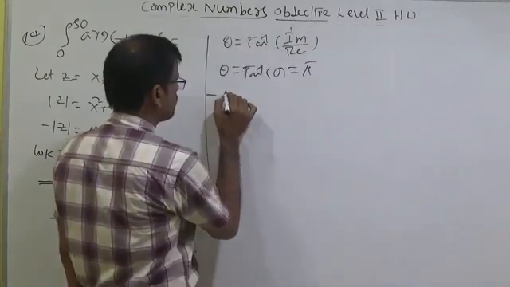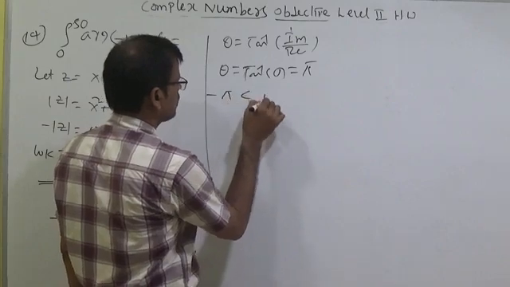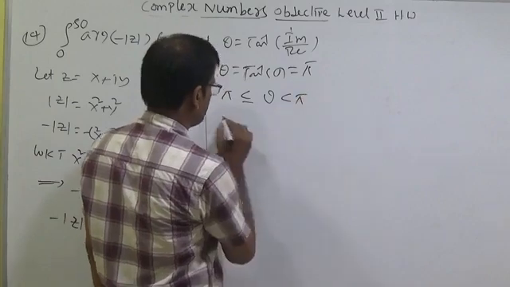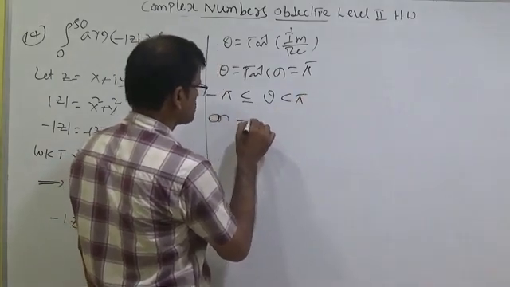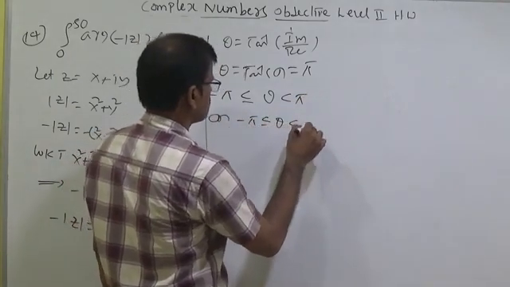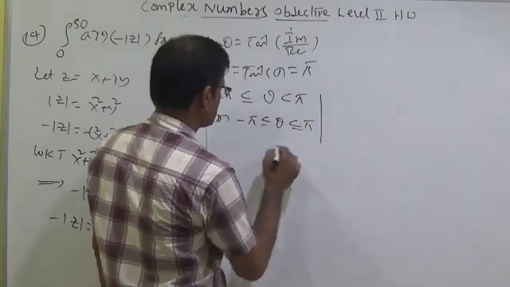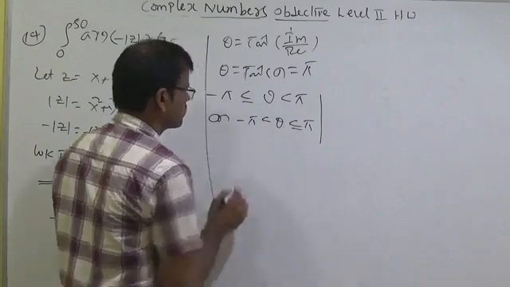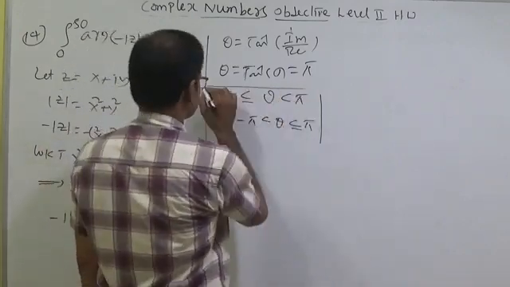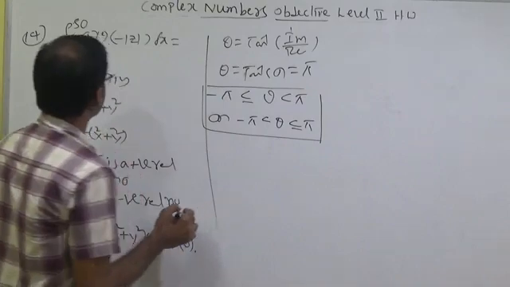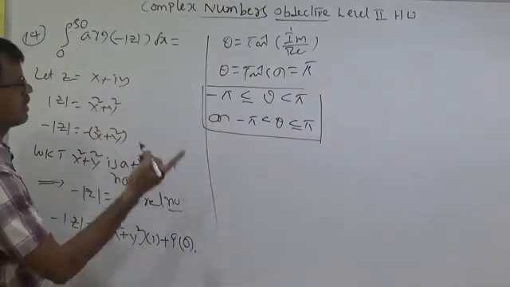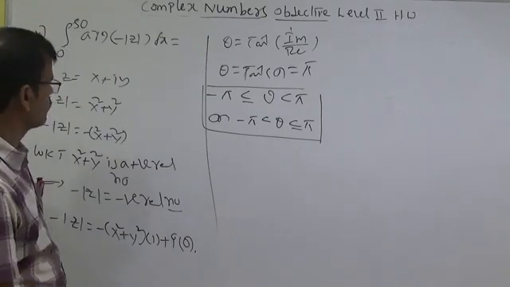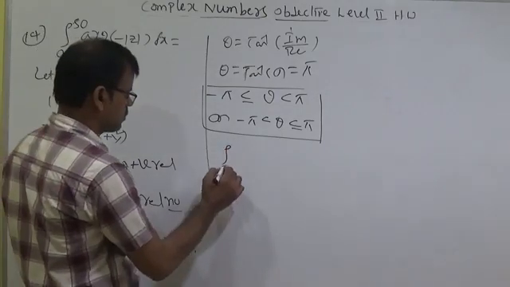I am reminding you about the argument value: minus pi less than theta less than or equal to pi. So it may be pi or minus pi. If we take pi here, the argument for minus 1 is pi. If we take minus pi, okay, let us calculate now.